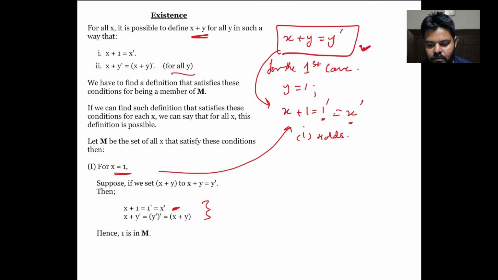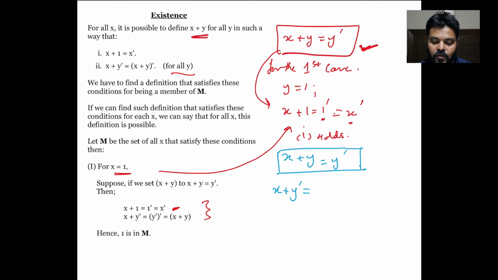Using this number, this satisfies the first condition. Now we'll have to see whether it satisfies the second condition or not, and to do that we will write it in this way. Now if this is a successor of y here, what would this part be? This part would be the successor of y, right? Now again, what is this part actually? This part actually is the same thing, right?